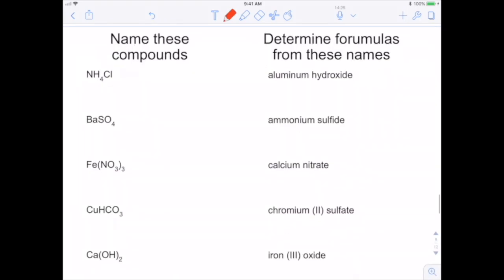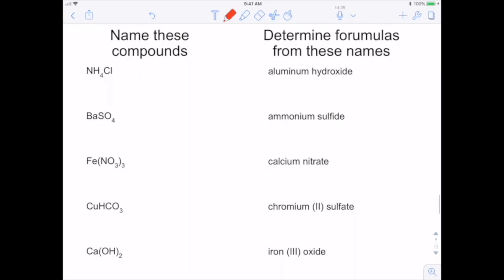Now let's just go through some more examples, and you can pause the video and write these down and try to answer these yourself if you want. So on the left-hand side, let's just name these compounds. We recognize this is NH4, that's an ammonium ion. I think we did this one already, or something similar to it. This is ammonium chloride. I think we did do these already. Well, I'll just write them down again.